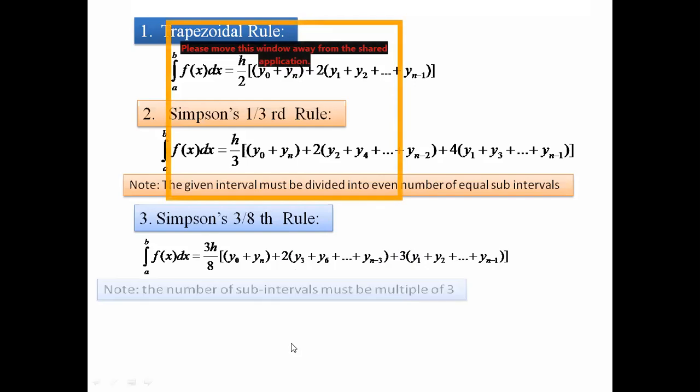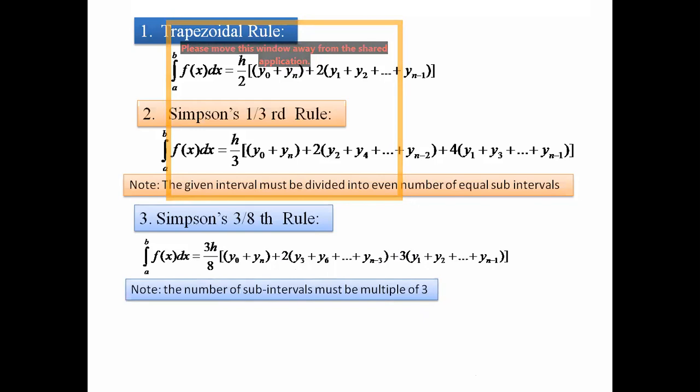But to use this method, there is a condition that the number of subintervals must be a multiple of 3. Suppose the question is divided into 3 equal subintervals, you can use it. Or 6, 9, 12 or 15 divisions are possible, but it must be a multiple of 3. Then only you can use this. Sometimes they give some points, so you should know how many divisions are done, and with respect to that you have to use the formula. If it is a multiple of 3, no problem.